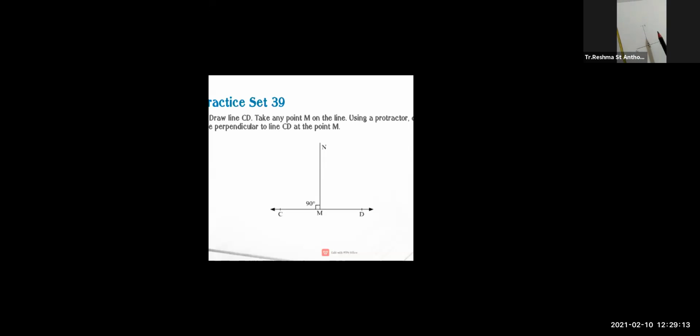See, I have explained to you with the help of the protractor, with the help of the compass, and with the help of the construction.